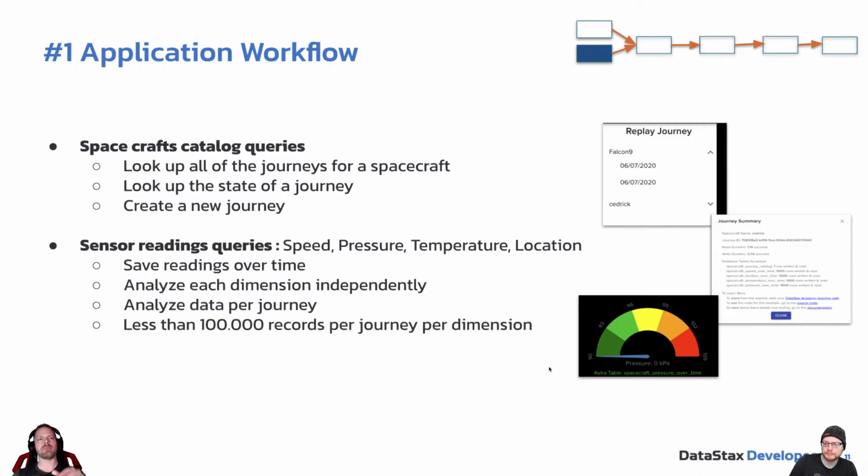If you look at that second bullet, sensor reading queries, again, these are our speed, pressure, temperature, and location. I most likely want to save a bunch of those over time, right? Because for each of those time steps, I'm going to be saving the sensor readings. That probably sounds, again, like an insert or an update, depending on what you're doing. I want to be able to analyze each dimension independently, right? So it's saying I want to be able to look just at speed or just at pressure, just at temperature. So all of this is starting to inform what my data model is going to look like.